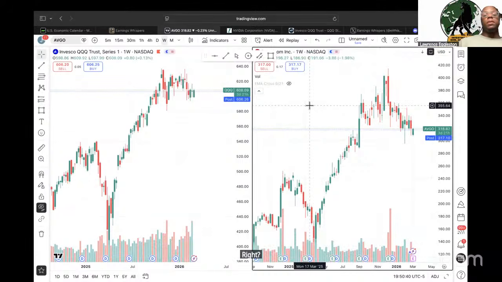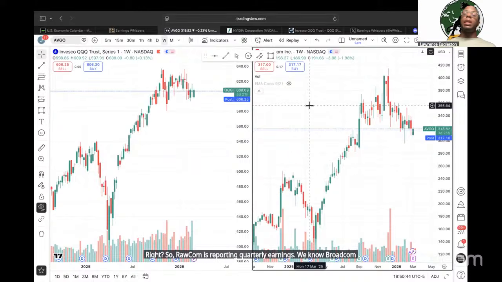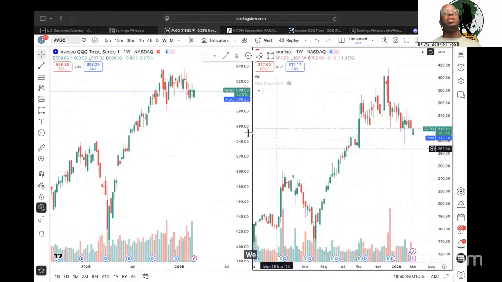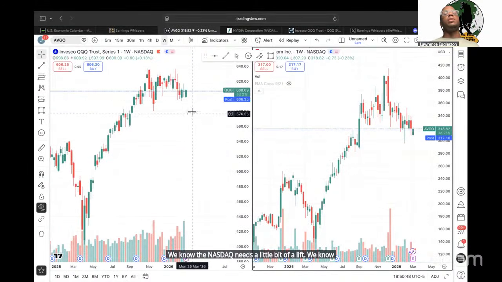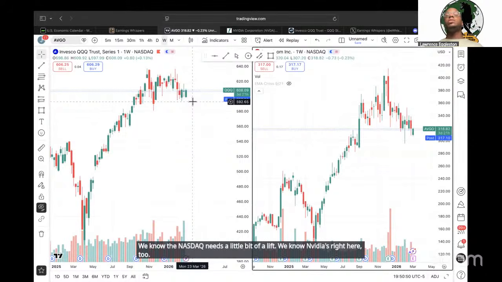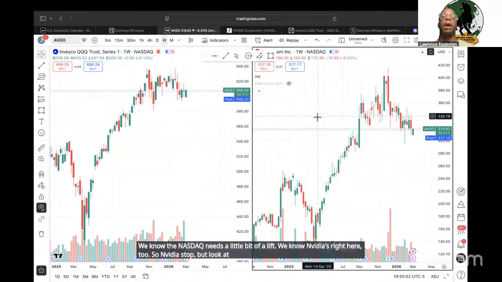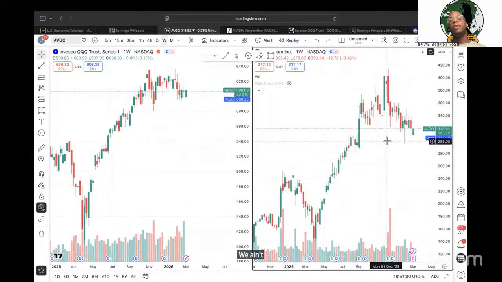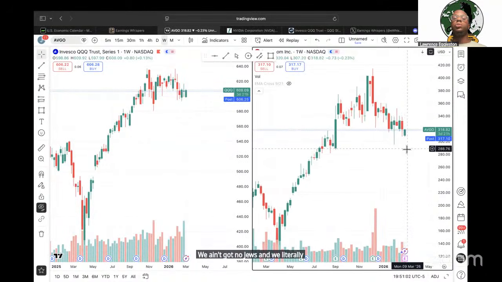So Broadcom is reporting quarterly earnings. We know Broadcom is in that top 10. We know the NASDAQ needs a little bit of a lift. We know NVIDIA is right here too. So NVIDIA stock, but look at how identical, right? Compare and contrast, take a look right here. So now you're looking at the NASDAQ, you're saying, damn, we ain't got no juice. And we literally don't. We don't have no juice left.